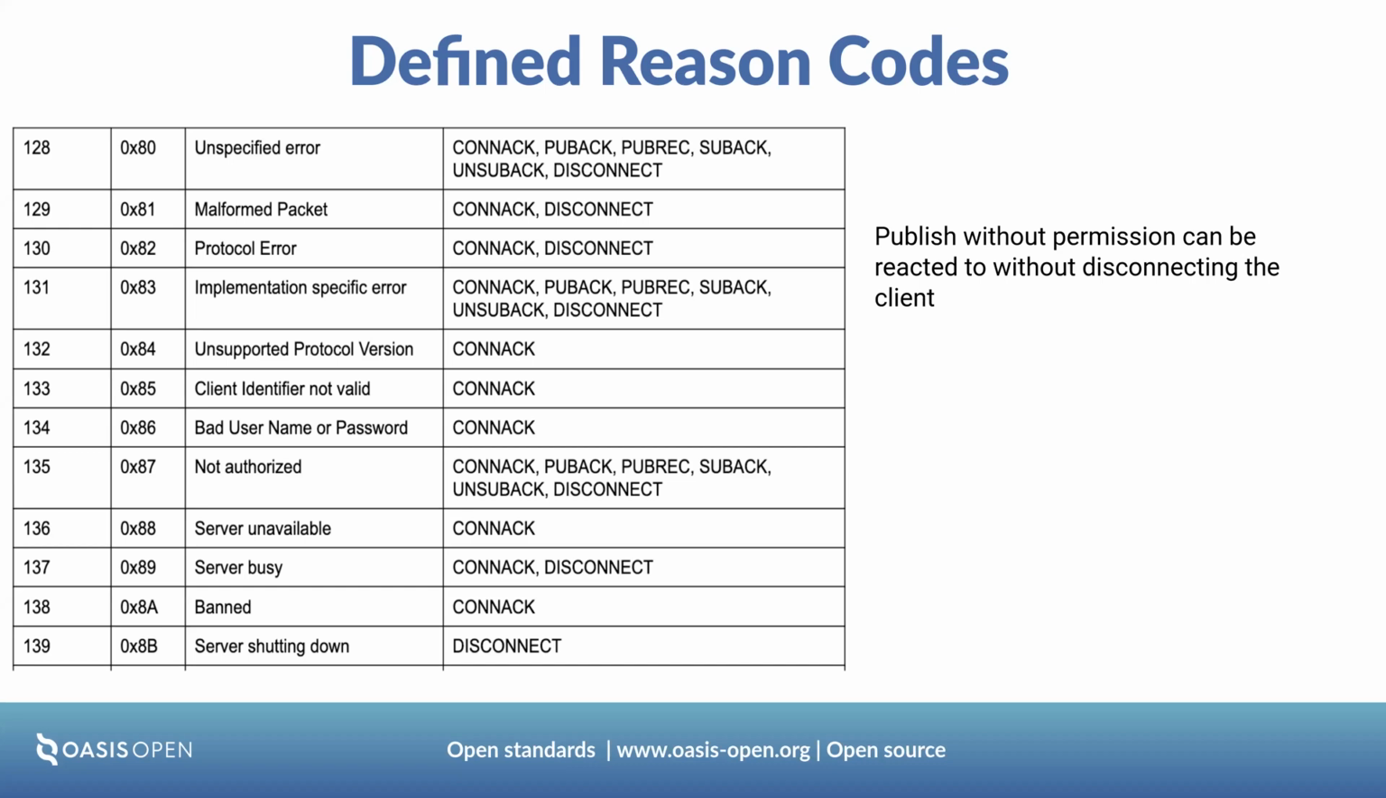So one of the examples is publishing without permission. You might be able to publish to some topics and not others. And there's a not authorized return code. So the server can tell you if you weren't authorized to send to that particular topic, without terminating the connection, which, as I said, is a pretty blunt instrument.